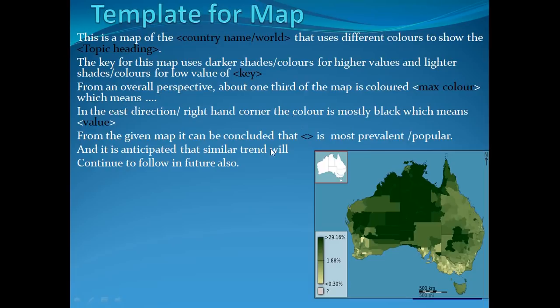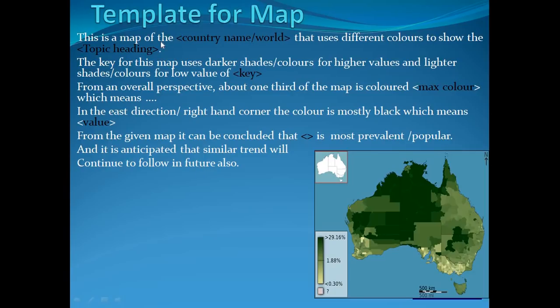It can be concluded that, for example, if you see mostly green, you can say this percentage is most prevalent or most popular, right? And the last line is always the same: it is anticipated that a similar trend will continue to follow in future also. So you can choose to add this line or remove it based on the time you have been speaking, but there is no harm in adding this line, because it might not be exactly correct, but based on the map, this is what your anticipation is, right? So there's nothing wrong in saying this.